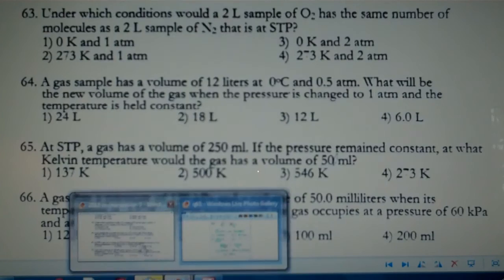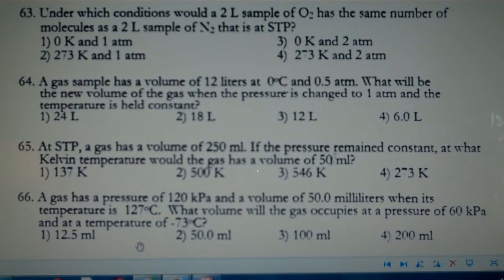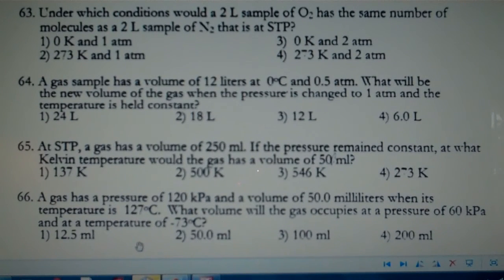And then the last problem in this section is number 66. A gas has a pressure of 120 kPa, a volume of 50 milliliters, and a temperature of 127 degrees Celsius. Remember, it can't be in Celsius, you must convert to Kelvin, so you add 273 to that. They want to find out what the volume is, so you're looking for V2 if the pressure now changes to 60 kPa, and the final temperature is negative 73 degrees Celsius. Again, you cannot have Celsius, you have to convert that to Kelvin, so add 273 to that value also.